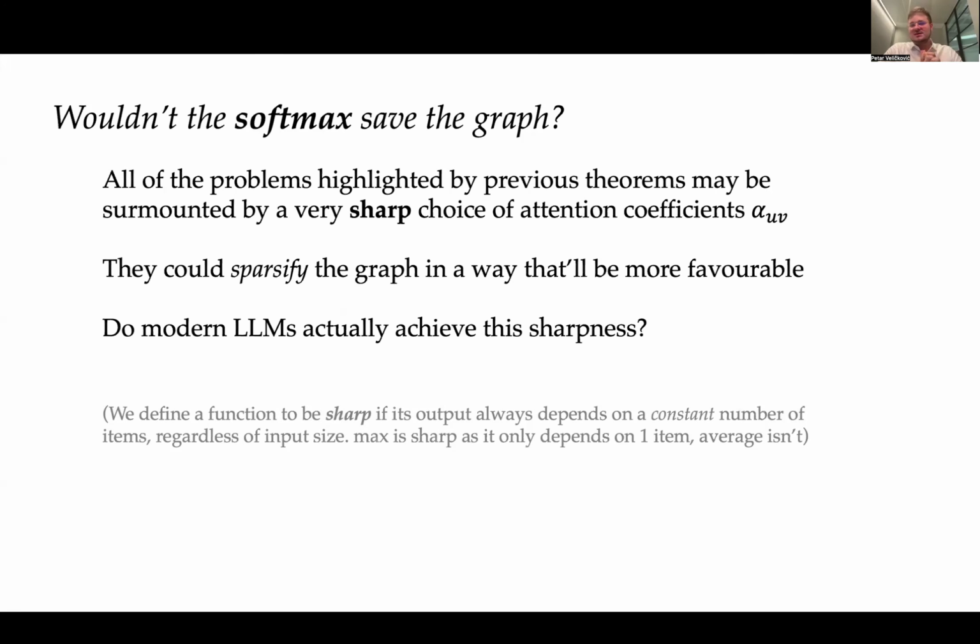Okay, but of course, you could say that all of these problems would be surmounted if you had a super sharp softmax that picks out exactly the right attention coefficients to save that last token as much as possible, and sparsify the graph, do graph rewiring in a way that it becomes more favorable, right? Now, the question is, are modern LLMs actually capable of having a sharp softmax? Here we define a function to be sharp if the output depends on a constant number of inputs, right? So are you able to predict things like max, which, by the way, softmax is designed to approximate argmax, right?